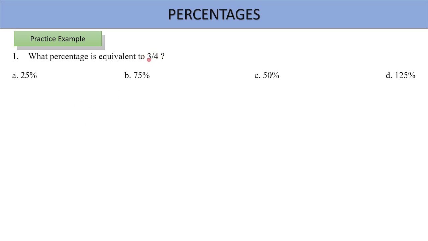What percentage is equivalent to 3 by 4? Now, this we have studied in the previous session also. I have told you to go through the table and understand what is 1 by 2, which is 50 percent, 1 by 4 is 25 percent, and so on. If you have gone through that table and understood it very well, then you would be able to answer this question within 2 seconds. If 1 by 4 is 25 percent, then 3 by 4 is 25 into 3, which is 75%. Option B is the correct answer.